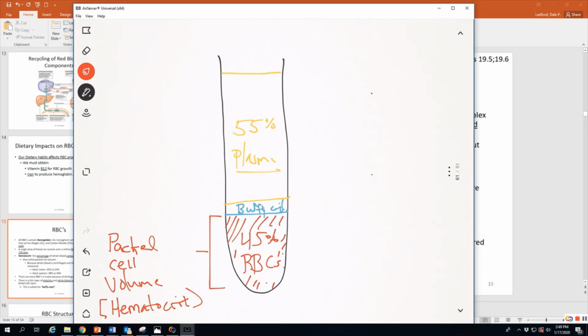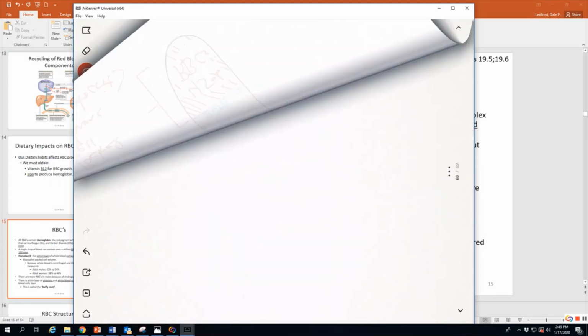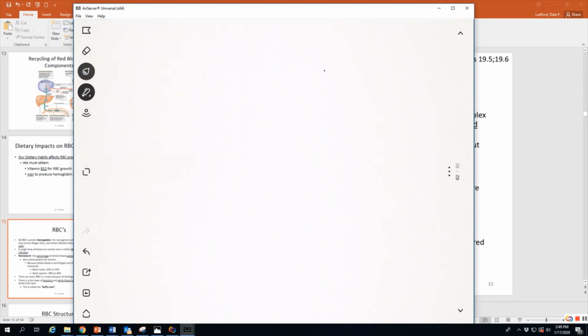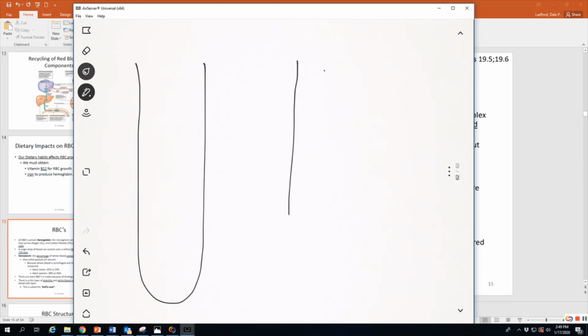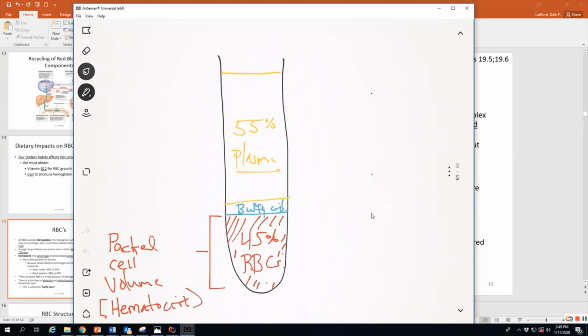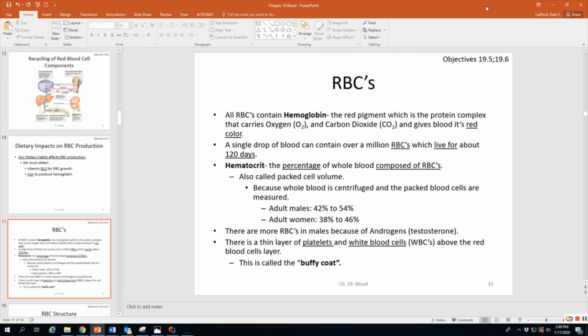Hematocrit. Now, let's take two of these and see if we understand. What is hematocrit? Hematocrit is the percentage of whole blood composed of red blood cells, which in men is around 42% to 54%. A typical male's hematocrit is 42 to 54. That is the percentage of a centrifuged blood sample that is composed of red blood cells.